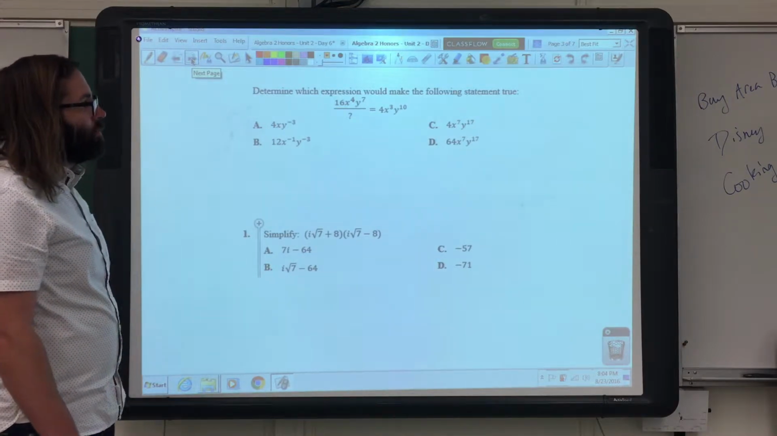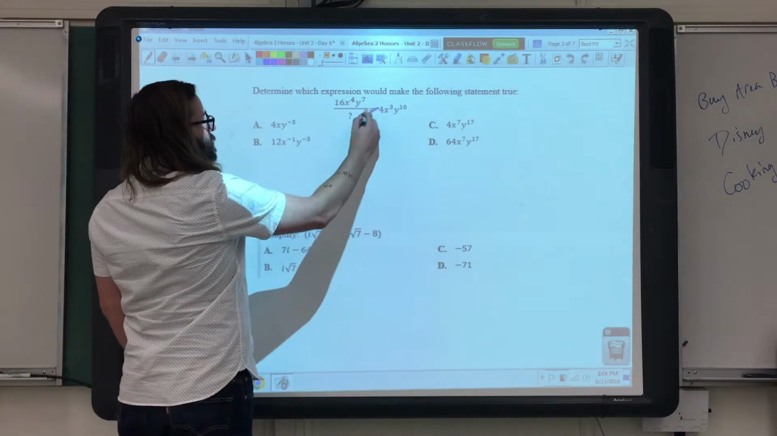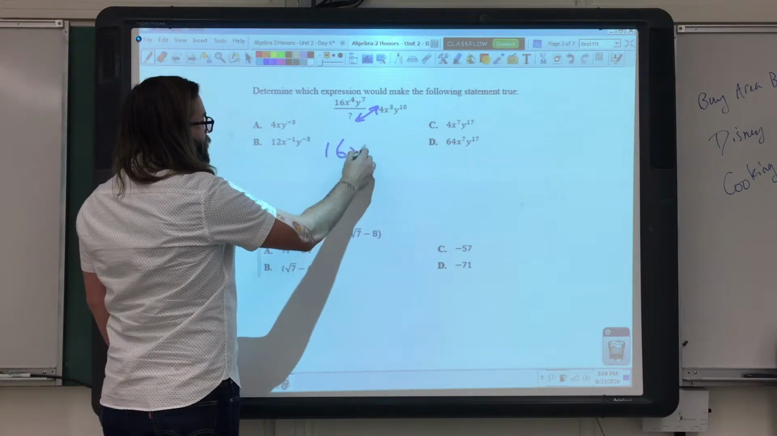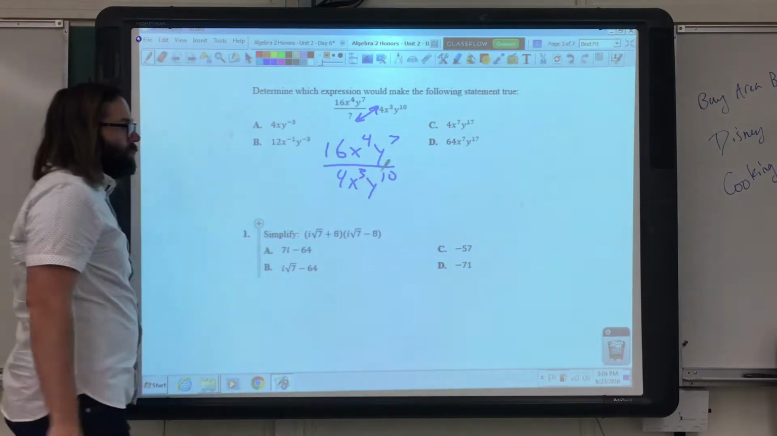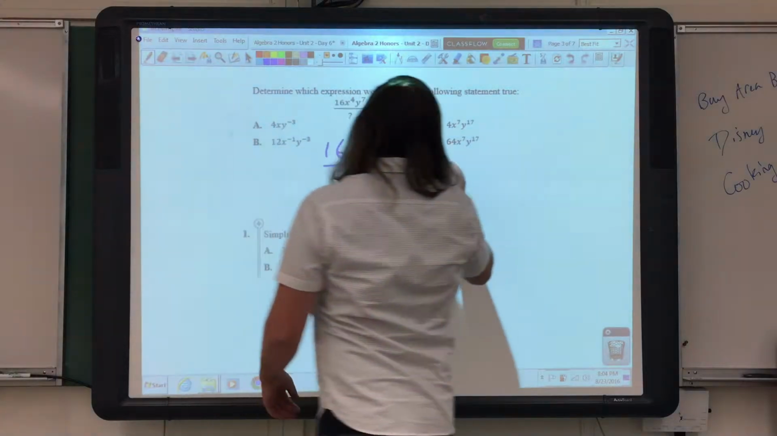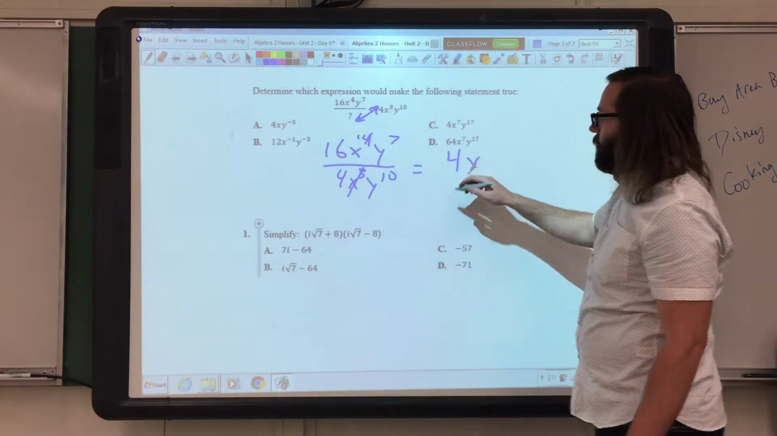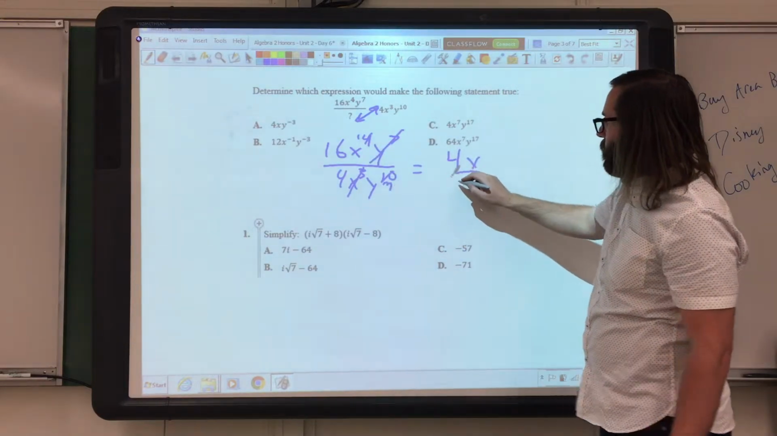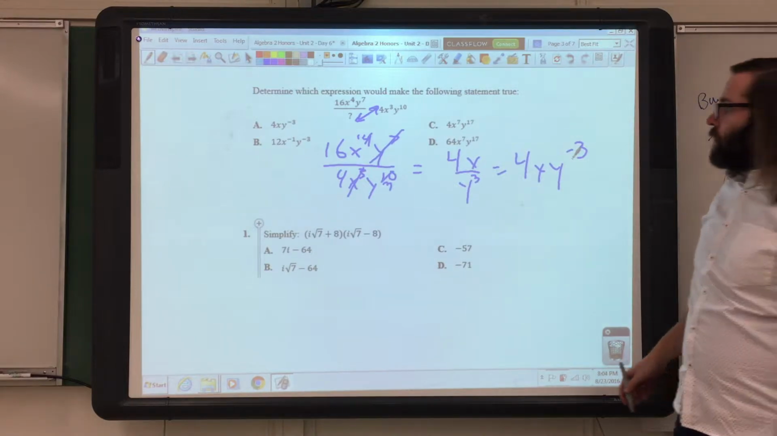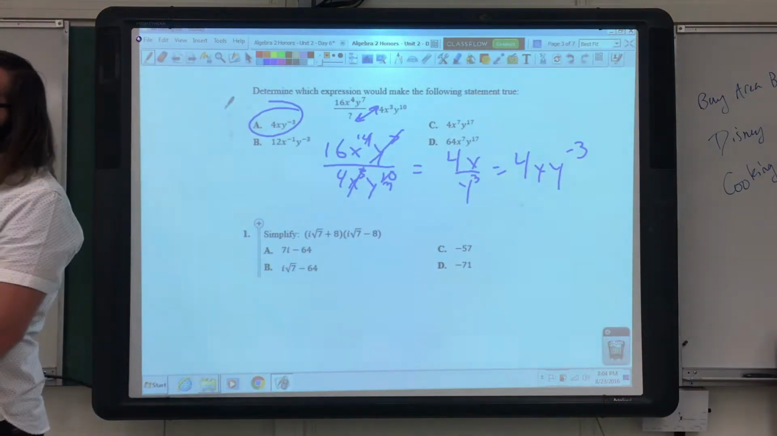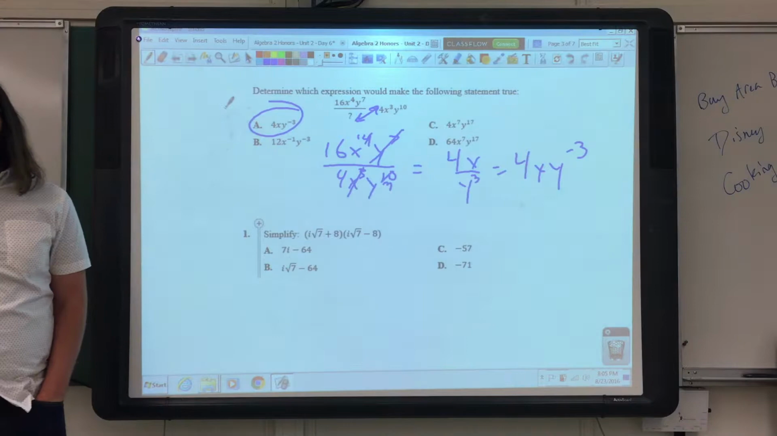Okay, we need to figure out what goes down here to make this true. So if you're giving this on the test, just flip these and do 16x to the 4th, y to the 7th, over 4x cubed, y to the 10th. Then you do a little simplification. You got 4 up top. Okay, these x's cancel, you get x up top, these cancel, you get over y cubed, which is 4xy to the negative 3. Lo and behold, there it is. And these are day 7 notes, it's right at the top there.